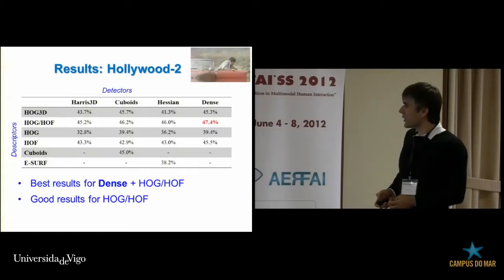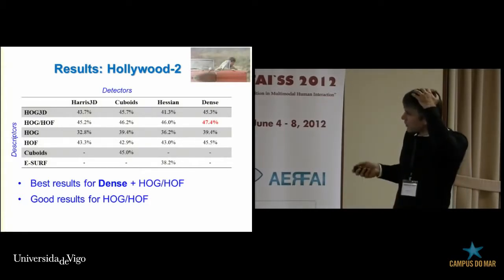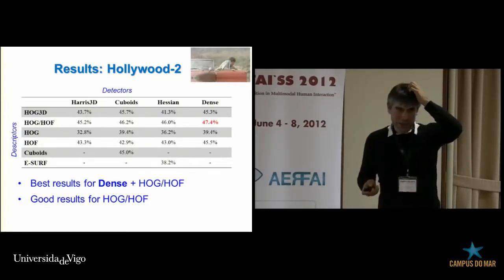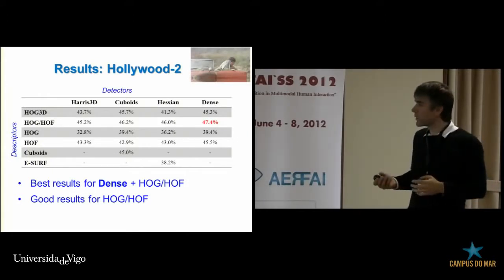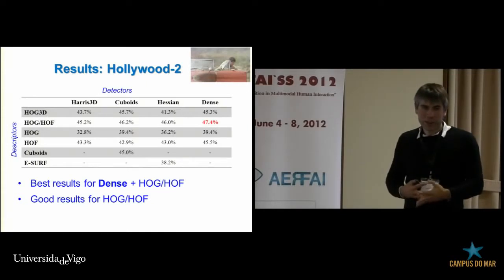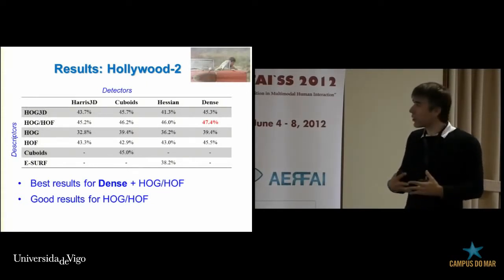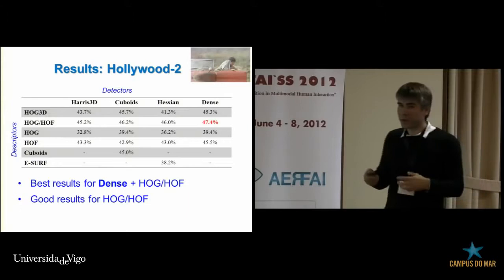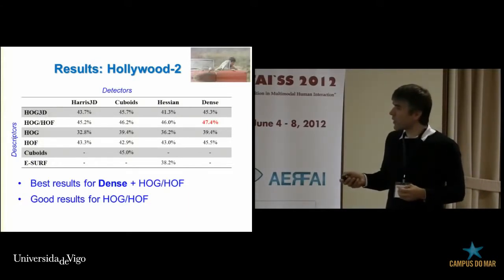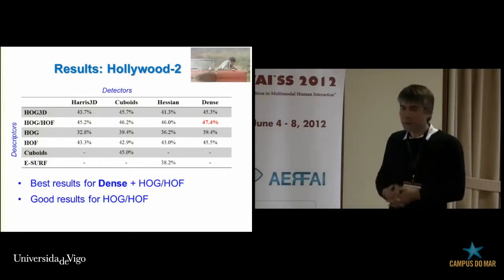Okay, so the conclusion here is that dense descriptors are better for realistic data, and why? Probably because they capture more. Probably they capture things in the background, for example, which is static, and the Harris 3D points would not capture.